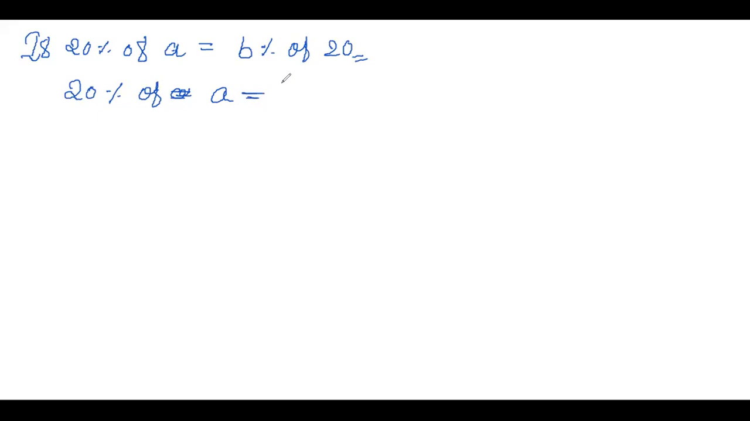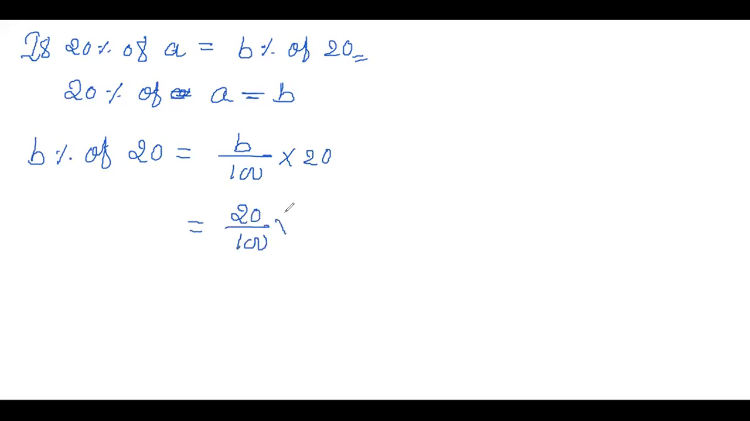B percent of 20 means we are finding out how many percent of A. So consider that B percent of 20 is equal to B divided by 100 into 20, which is equal to 20 by 100 into 1/100 into 20. 20% of A, which is equal to 4 divided by 100 of A. So it gives 4% of A.